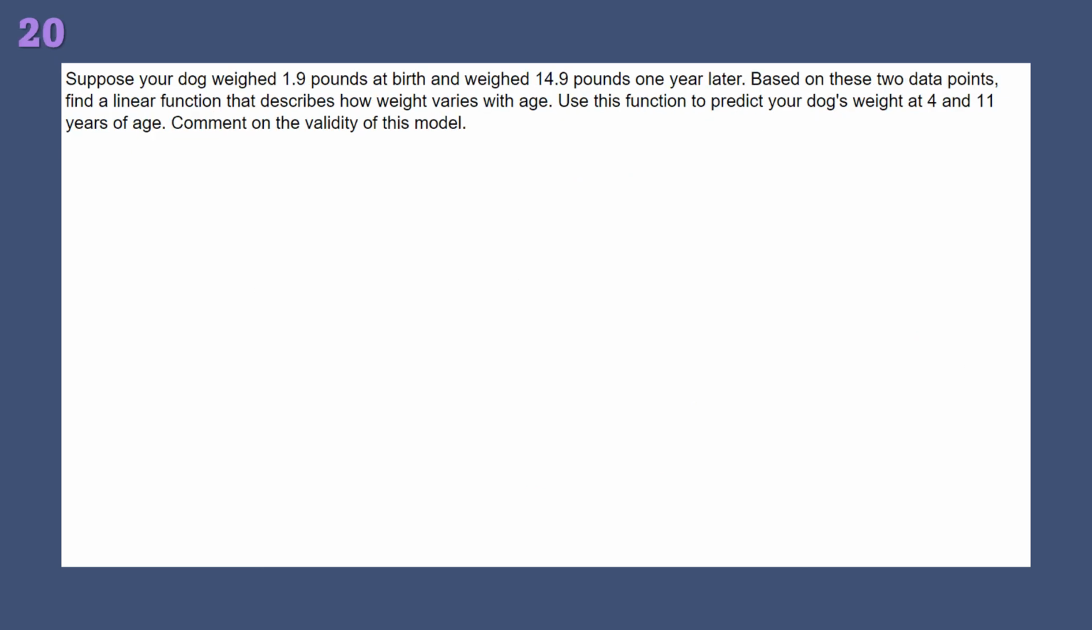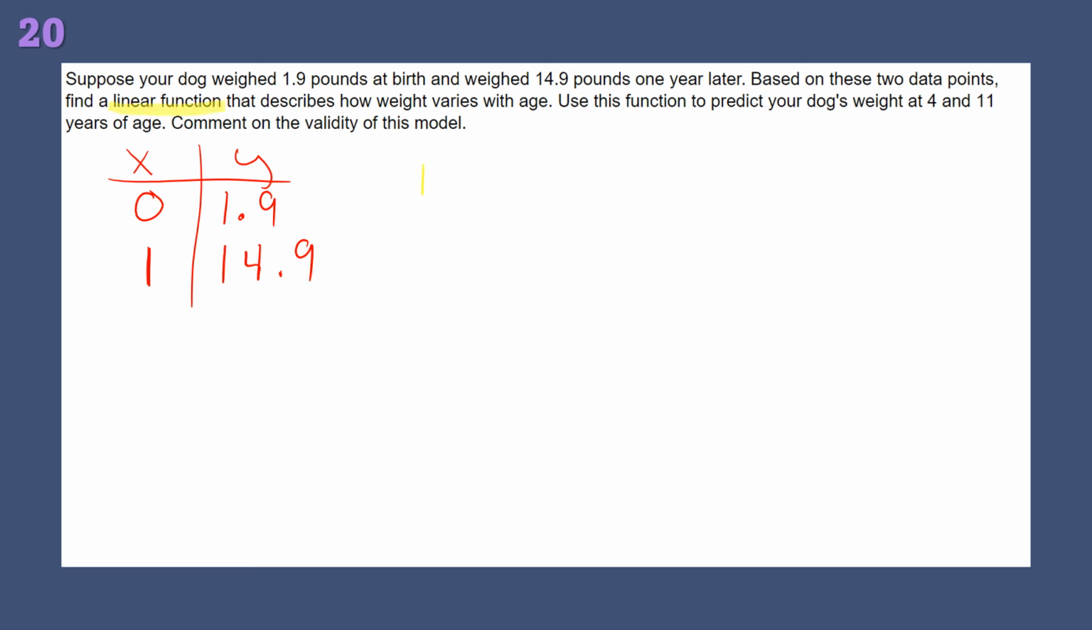Suppose your dog weighed 1.9 pounds at birth and 14.9 pounds 1 year later. So we're going to make a little table, X and Y, where X is how old they are. So at 0 years old, they weigh 1.9 pounds. And at 1 year, they weigh 14.9 pounds. Based on those 2 data points, it asks us to assume we've got a linear function.